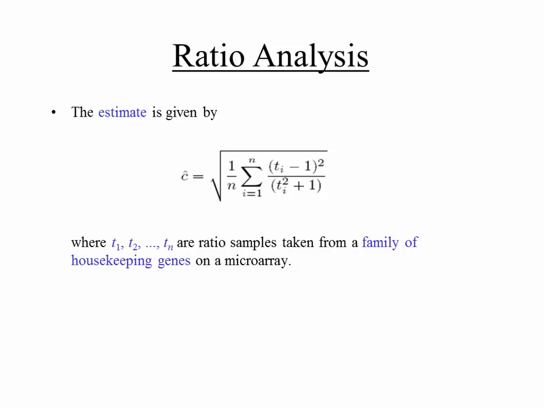And obviously for the spots corresponding to those genes, the null hypothesis holds, because the ratio has to be close to 1, right? So using that information, you can calculate this c hat across all those spots on the microarray corresponding to the family of housekeeping genes. And I will show you how you get this.